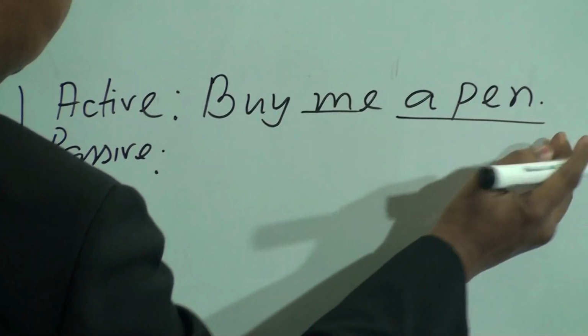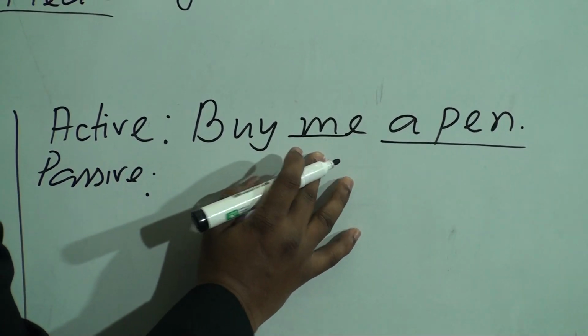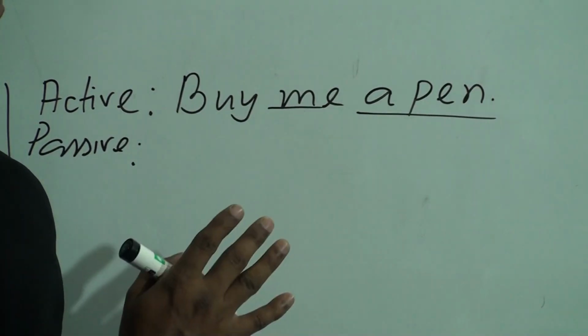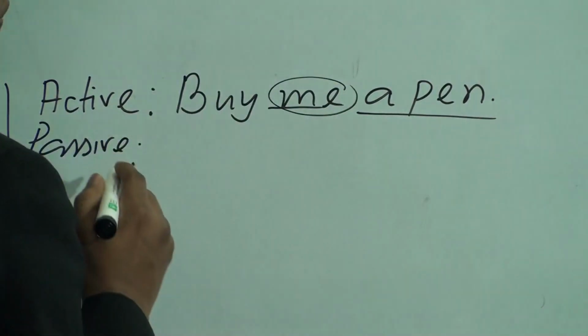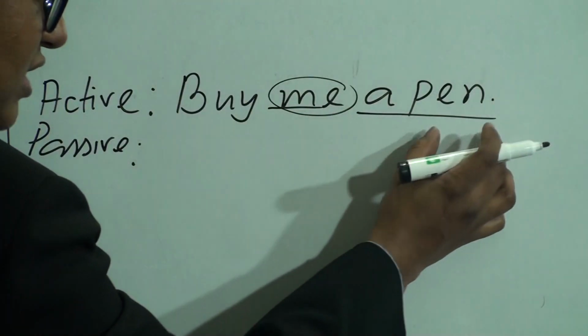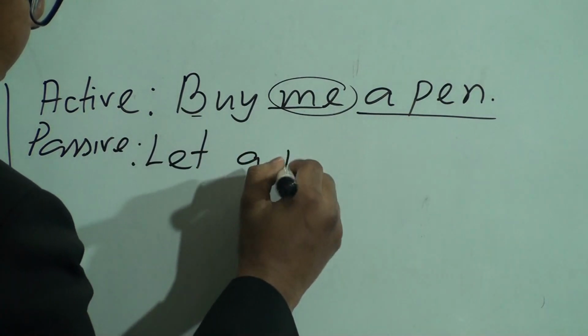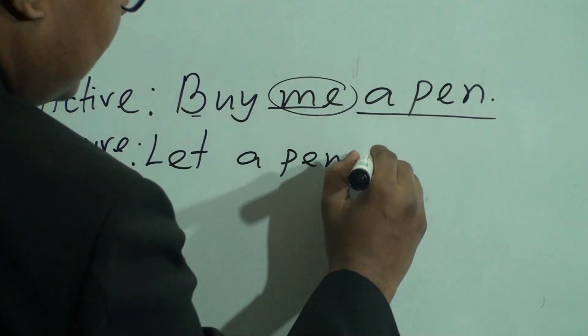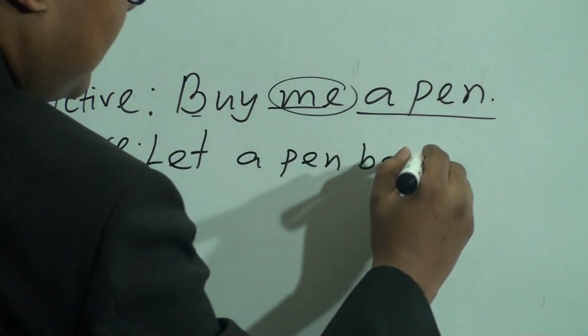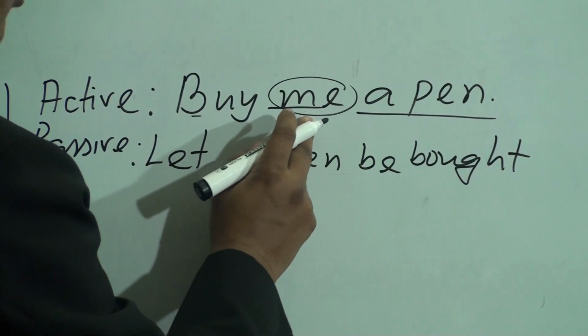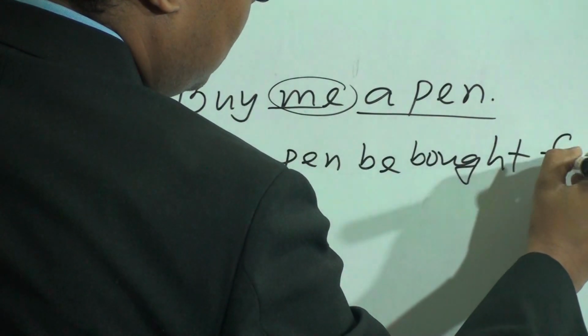Passive. If our imperative sentence starts with two objects, in this sentence we have two objects. A pen is an object, and me is an object. A pen is the direct object, me the indirect object. So in an assertive sentence, what did you do? If a sentence starts with two objects, we always took the first object. But in the case of an imperative sentence, you have to always take the second one. So it starts with the main verb, we have to put let. Then we have to take the second object. Let a pen, then be will be used. Be, past participle of the main verb bought. Let a pen be bought, and before the indirect object we have to put for or to. So bought for me.